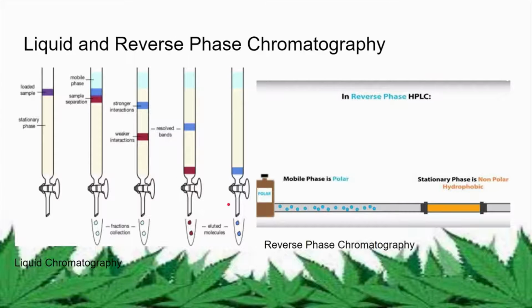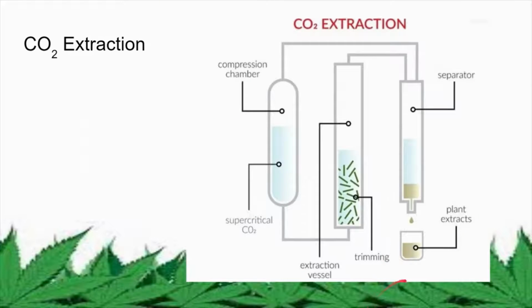This separation allows you to track exactly what is coming out of the sample as you go. This is the most common method used in research labs today. Reverse phase chromatography is very similar to liquid phase chromatography, but its mobile phase is polar and its stationary phase is nonpolar. On to CO2 extraction.